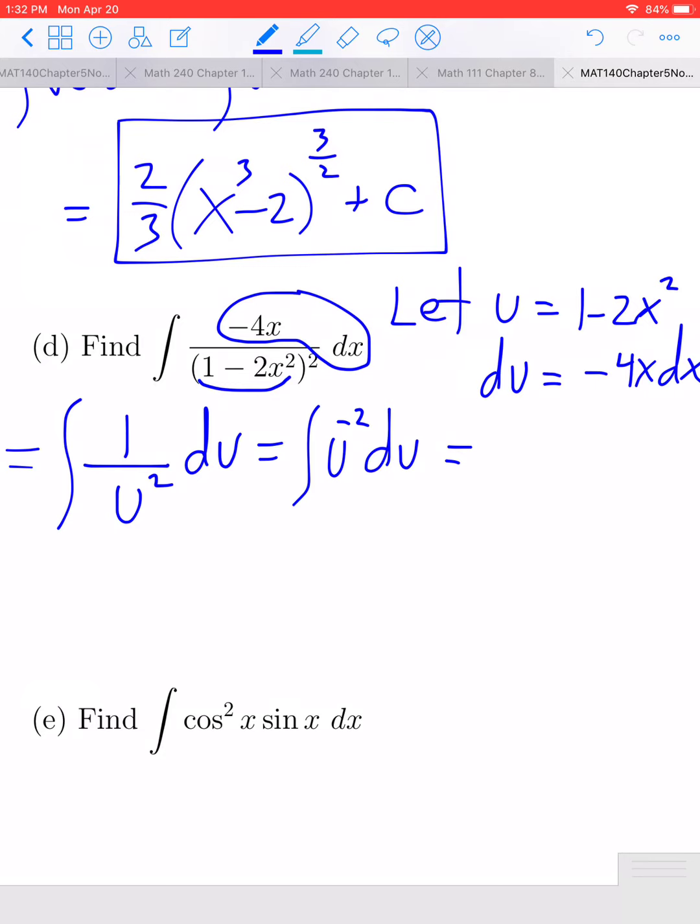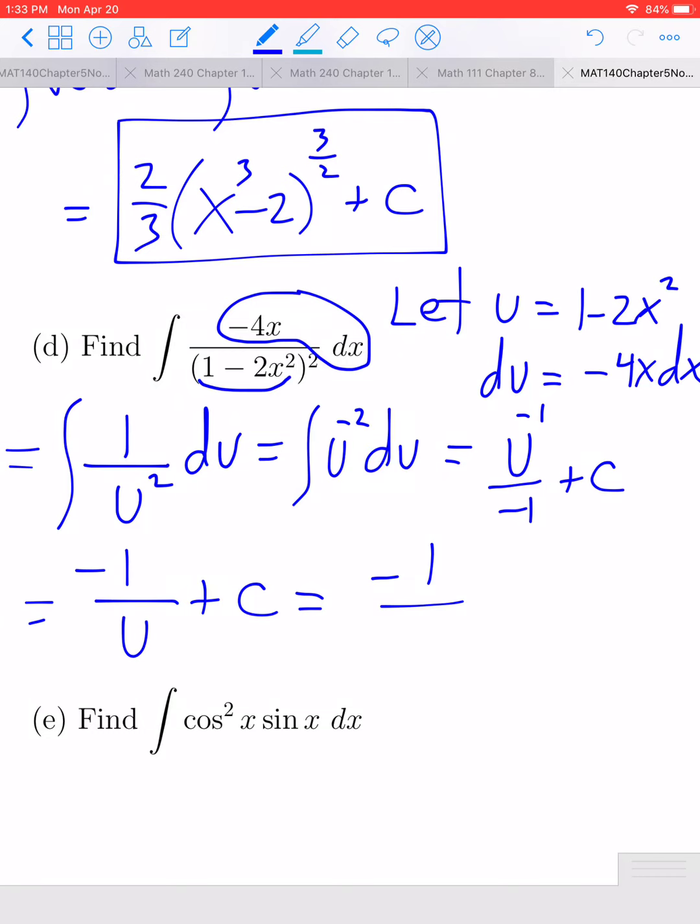We can use our power rule, add 1 to the power. Negative 2 plus 1 is going to be negative 1. Divide by that new power, so we have our plus c. To simplify this, we want to get rid of that negative exponent, so that's going to come down to the denominator. It will still be a negative fraction because we were dividing by negative 1, plus c. And now go ahead and back substitute. So our final answer is going to be negative 1 divided by 1 minus 2x squared plus c.